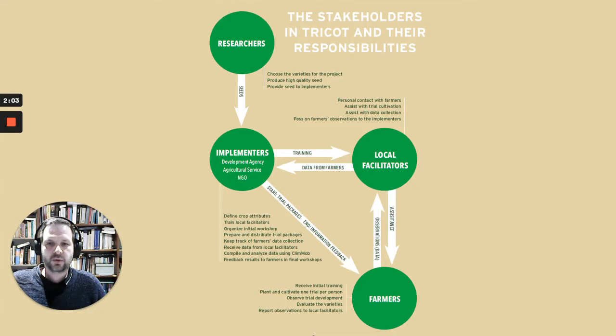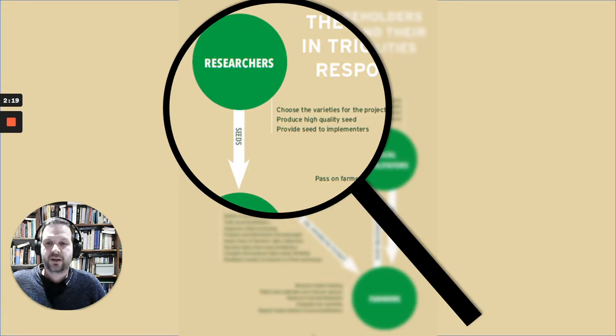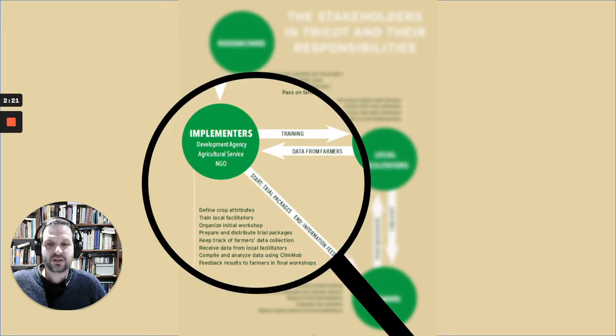So another aspect of planning is, of course, engaging all the different stakeholders in the process. What the Tricot process doesn't take away is that it's a fairly complex process involving different actors. So there are the researchers that have to pick the varieties and provide the seeds. There are the implementers that play a very central role in training the field agents, maintaining this relationship with the farmers. Many times these are membership organizations such as cooperatives, etc., and they also play a central role in data management.